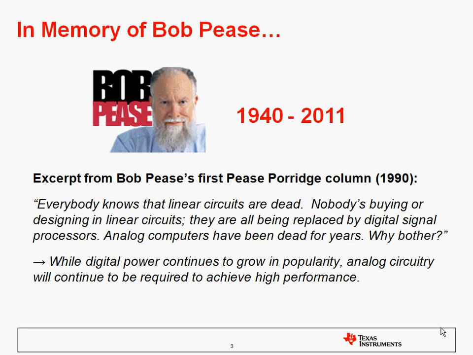And I think this is an important data point because he goes on to say, while digital power continues to grow in popularity, analog circuitry will continue to be required to achieve the performance levels that are demanded by our power systems engineers. And I think this is a critical theme that you'll see as I go on.